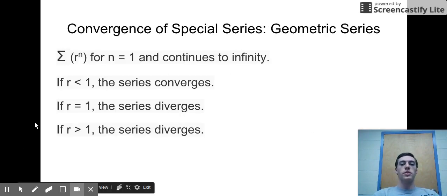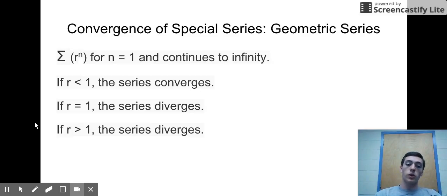So the convergence of a special series, a geometric series. If you have the sum of r to the nth power for n equals 1 and continues to infinity, and just to clarify, this works for n equals 0 also, but in all the examples I'll be using n equals 1. And so it works just the same. If r is less than 1, the series converges. If r equals 1, the series diverges. And if r is greater than 1, the series diverges.